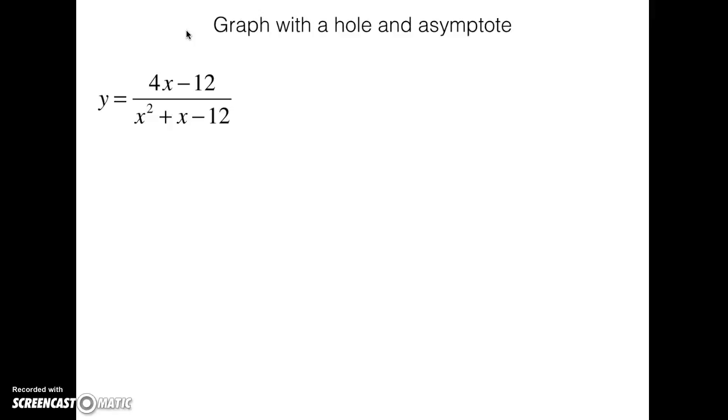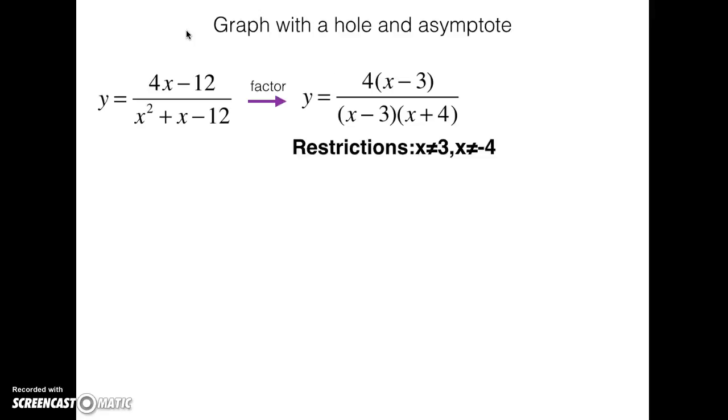The first example we have is y equals 4x minus 12 over x squared plus x minus 12. Factor the first, identify the restrictions, x equals 3 and x equals negative 4. We're going to cancel out the x minus 3's and we're left with the simplified version of 4 over x plus 4.